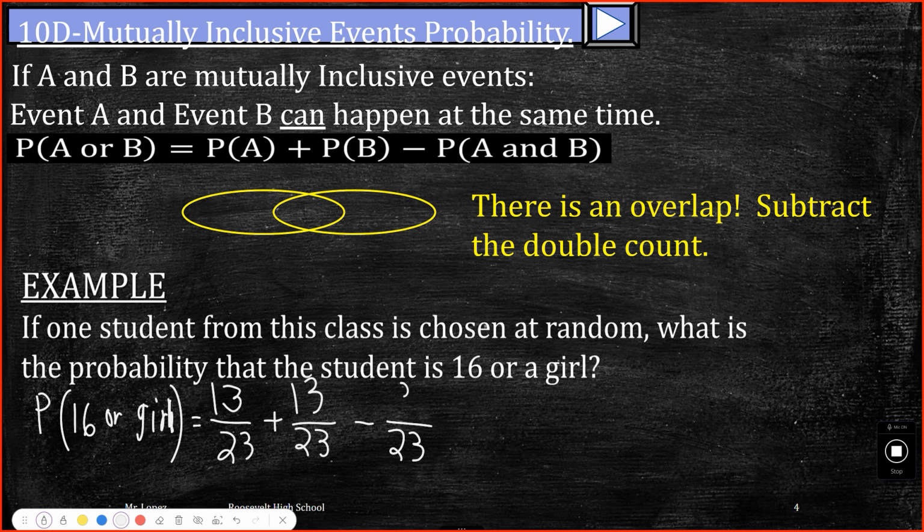So that's a double count that you have to subtract. They're in both. That's why you've got to subtract that part. 26 minus 8. 18 over 23.